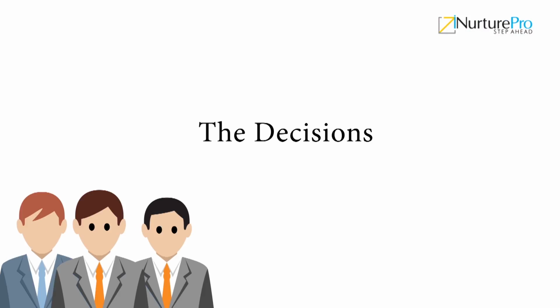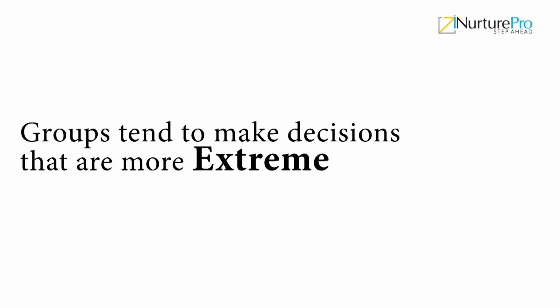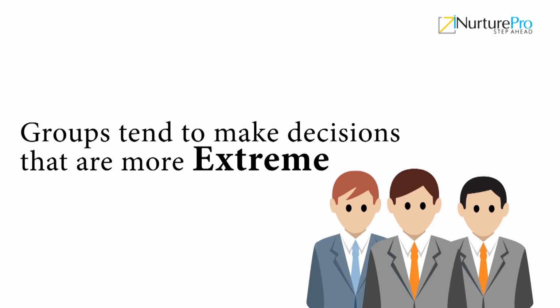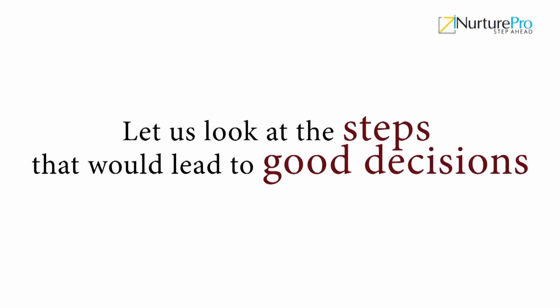The decisions made by groups are mostly different from those made by individuals. For example, groups tend to make decisions that are more extreme than those made by individual members, as individuals tend to be biased. Let us look at the steps that would lead to good decisions.